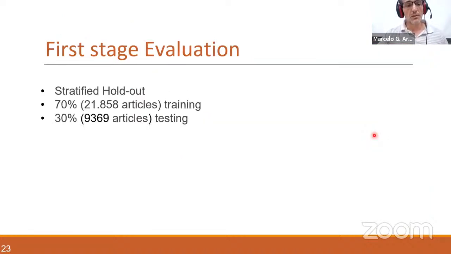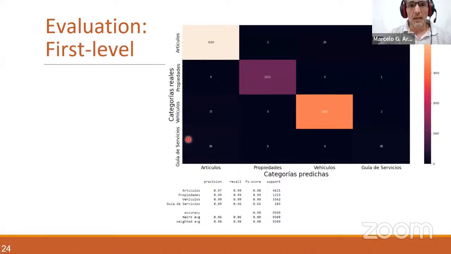For the first stage, the evaluation consisted of performing a stratified holdout, again with 70% for training and 30% for testing, so that we were able to inspect the results for each level of classification. We can see here that the results obtained were really very good. We obtained 97 precision, 99, 99, and 89 for services, which was the category with lower support.